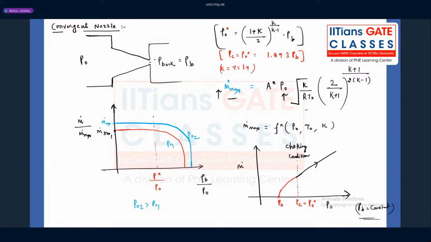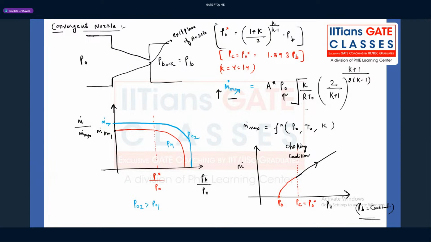That means the exit plane of the nozzle. Here, what do we have? The exit plane of the nozzle. So these things you need to understand, which is very, very important regarding these questions, right?